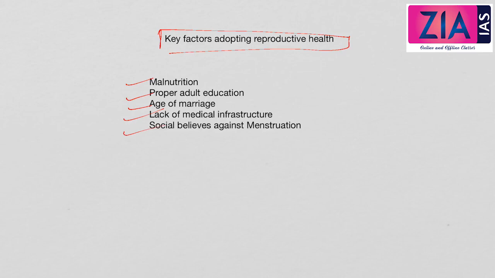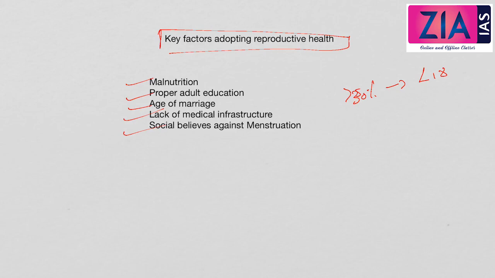So first we'll see malnutrition. Of course, an anemic mother will provide only an anemic child, and therefore a low birth weight baby will be produced. So malnutrition is directly linked. Proper adult education has to be there, awareness has to be given, sex education has to be given to people, and age of marriage has to be followed clearly. In India, more than 30% of girls get married below 18 years of age. So therefore, their motherhood also comes early. So age of marriage is not strictly followed across India. That has to be taken care of.